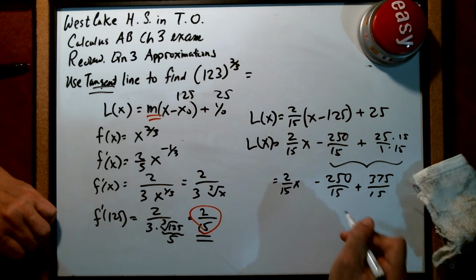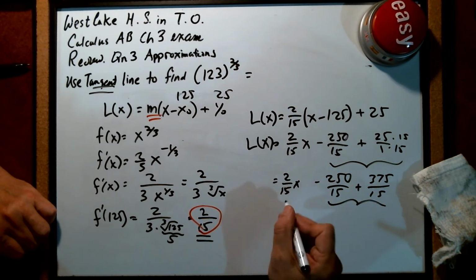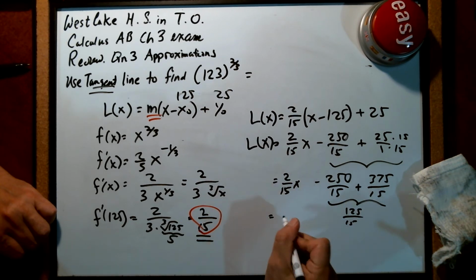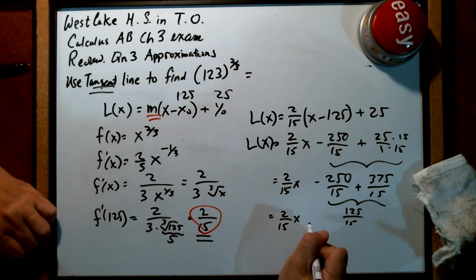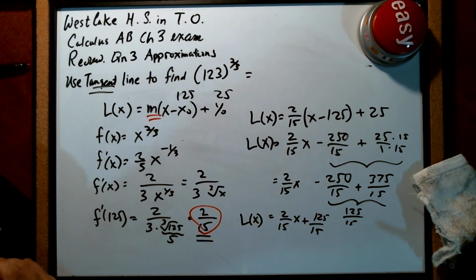So 2/15 x, and then plus that, which is going to be 125 over 15. 2/15 x plus 125 over 15. That's your linearization of x. Since 123 is very close to 125, the linearization is going to be pretty close to the actual value.